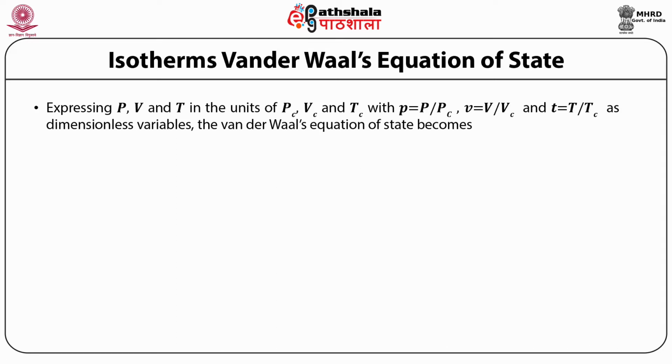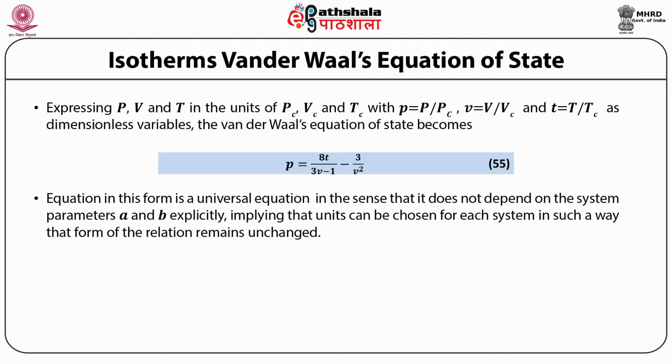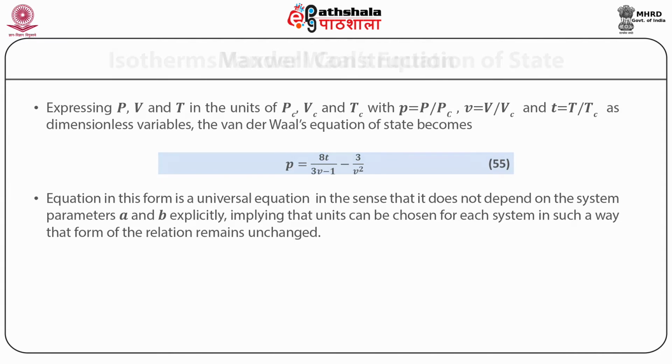Expressing P, V and T in the units of Pc, Vc and Tc, with small p equal to P upon Pc, small v equal to V upon Vc and small t equal to T upon Tc as dimensionless variables, the van der Waals equation of state becomes small p is equal to 8 times small t divided by 3 times small v minus 1, minus 3 upon small v square. Equation in this form is a universal equation in the sense that it does not depend on the system parameters A and B explicitly, implying that units can be chosen for each system in such a way that the form of the relation remains unchanged. Maxwell construction.